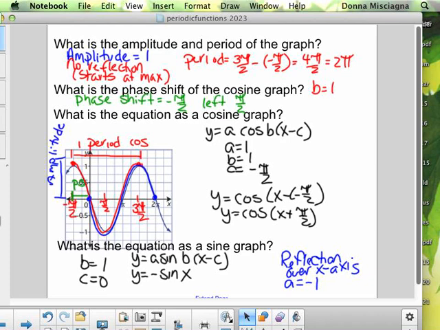And then the phase shift is where the graph begins the sequence. If there's no phase shift, it begins at the y-axis. If it begins to the right of the y-axis, it's a positive phase shift. If it begins to the left of the y-axis, it's a negative phase shift. And that's all of our parts.